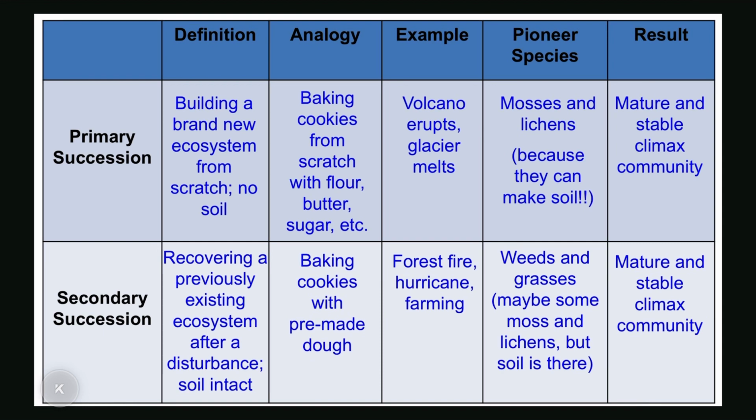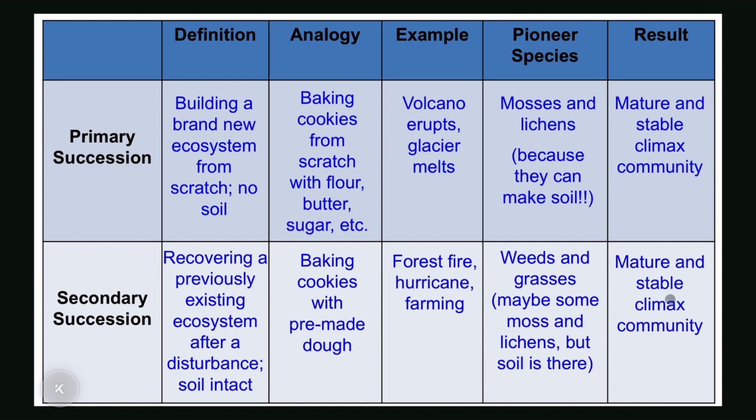Here's a good comparison chart between primary and secondary succession. Remember, with primary succession, I'm building a brand new ecosystem from scratch and there is no soil. With secondary succession, I'm recovering an ecosystem that was there, but I have soil. The pioneer species for primary succession are mosses and lichens because they can grow directly on rock, whereas the pioneer species for secondary succession are going to be weeds and grasses because there is soil. And both of them are going to end up in a stable climax community.